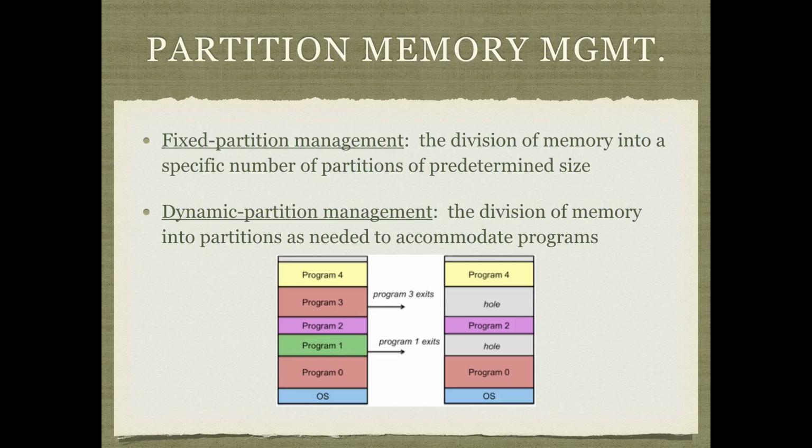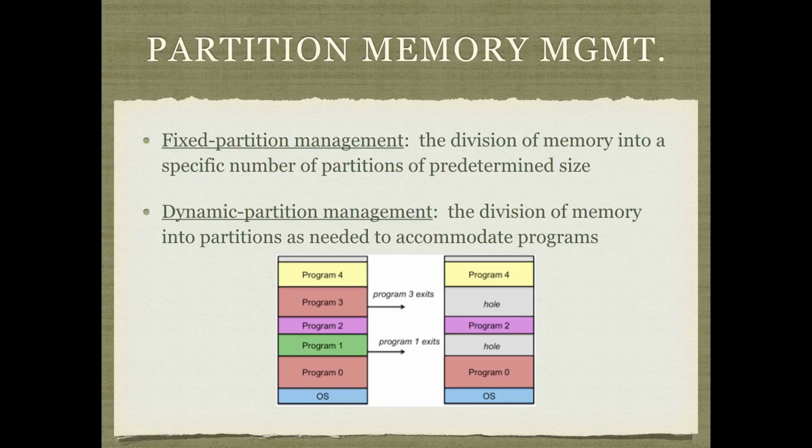When the computer starts up, your partitions are determined, and after that, they are fixed. They cannot be changed. Dynamic partitions are when the operating system just carves up memory as necessary when programs are loaded. So this means that any available memory that can be used can be reallocated as necessary. In this example here, when program 3 and program 1 complete, their memory spaces just leave a hole. It's open. It's able to be reused.